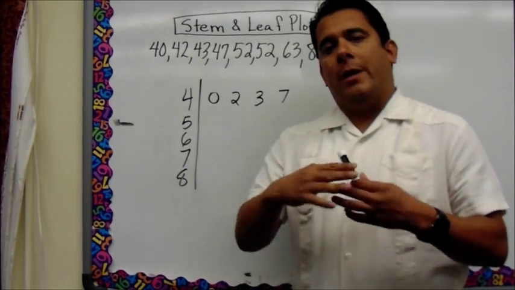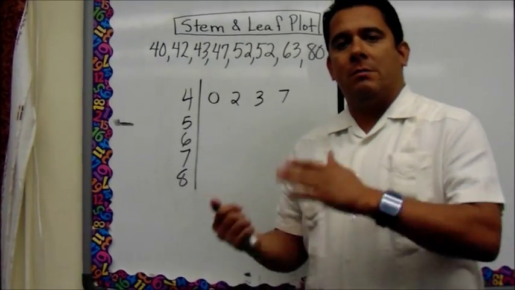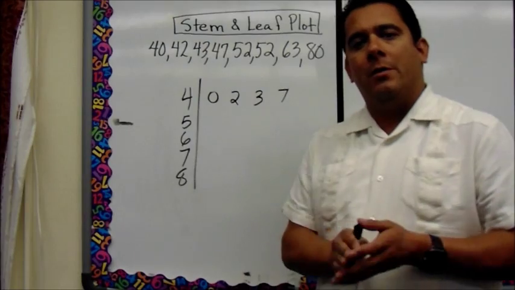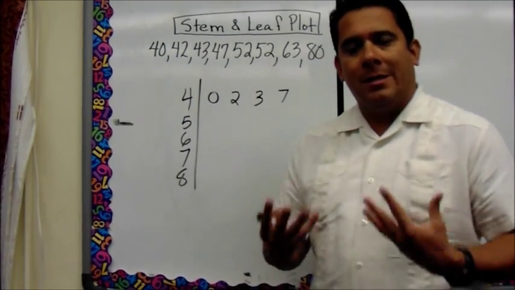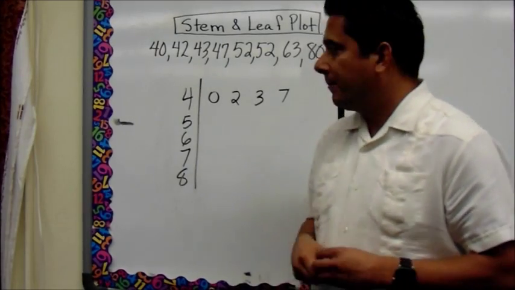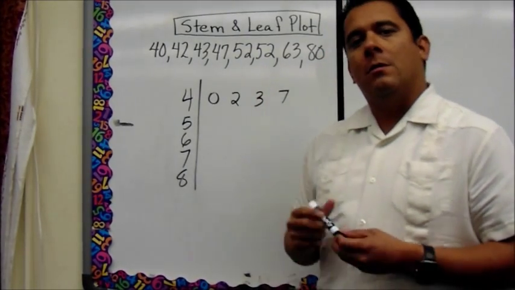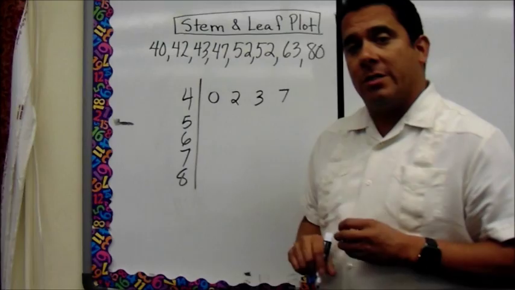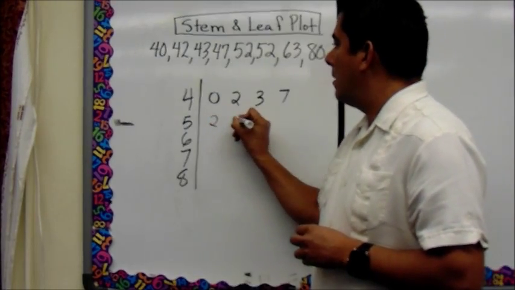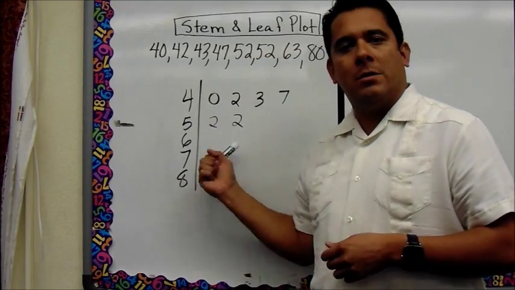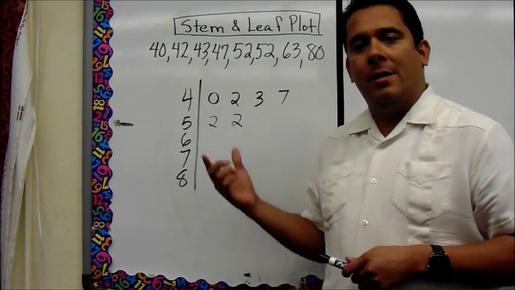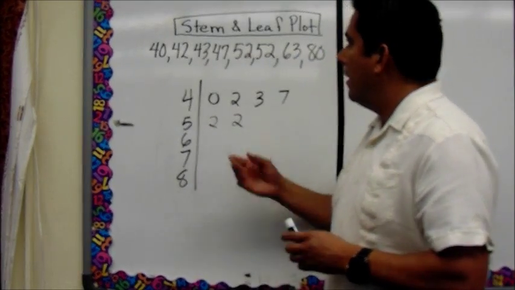In stem and leaf, we don't put any commas, dashes, decimals, anything in between those leaves. We just sort of look at it as an individual last digit. For the 5s, we have two last digits, and they're both 2. Repeating digits are also included in the leaf.